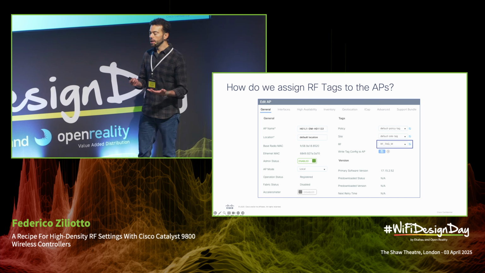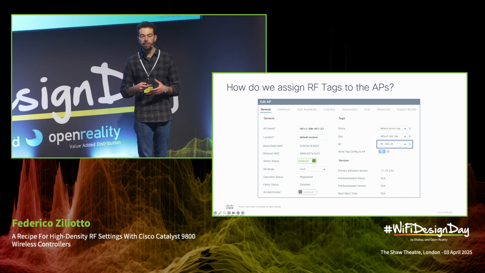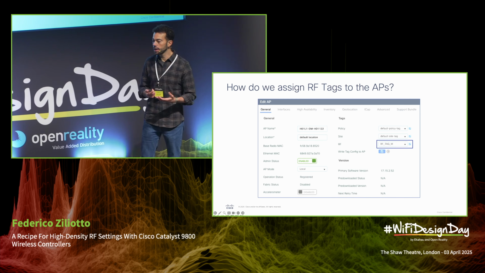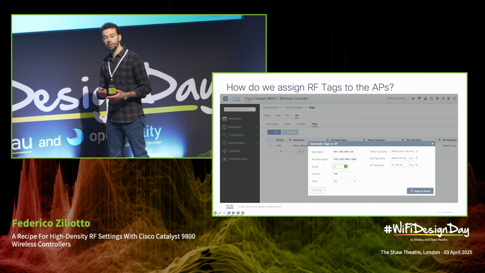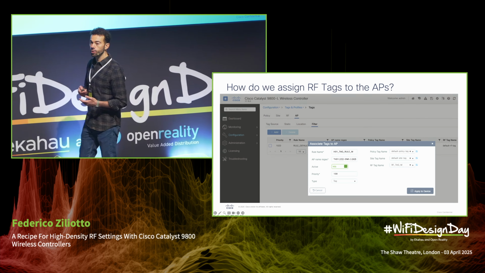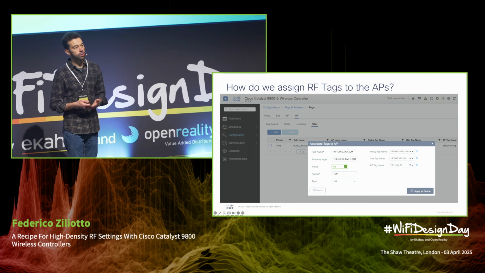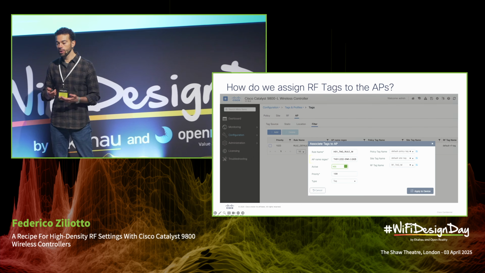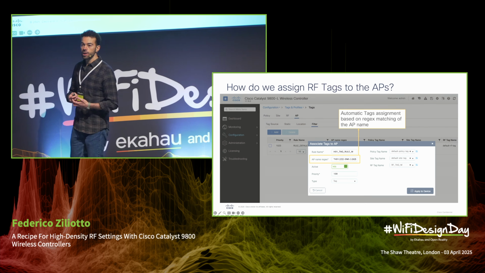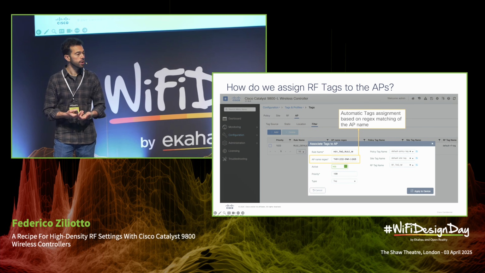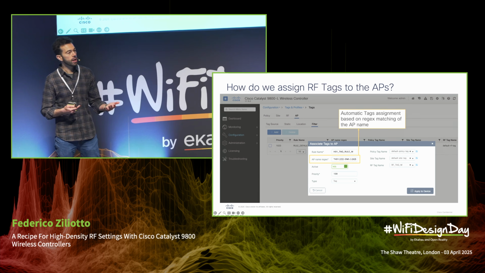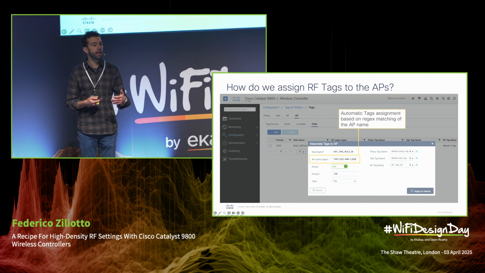So one way we can keep those RF tag assignments a little bit more automated would be to use another configuration option that allows us to create rules on the controller based on the access point name, so we can match the access point names with regular expressions, and based on the match, we can assign our needed RF tag.